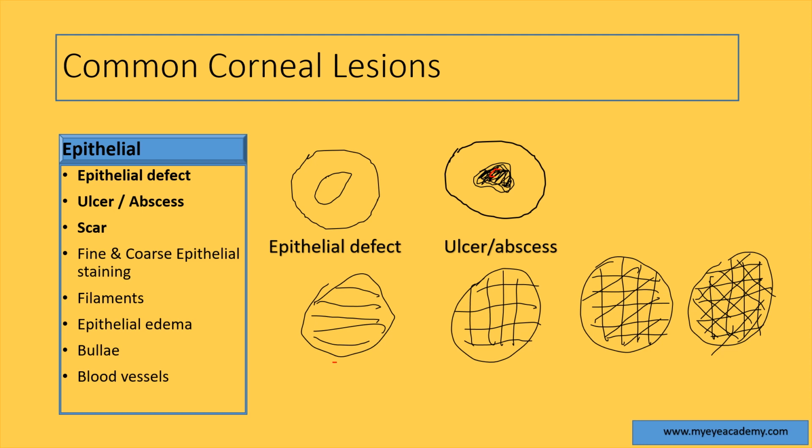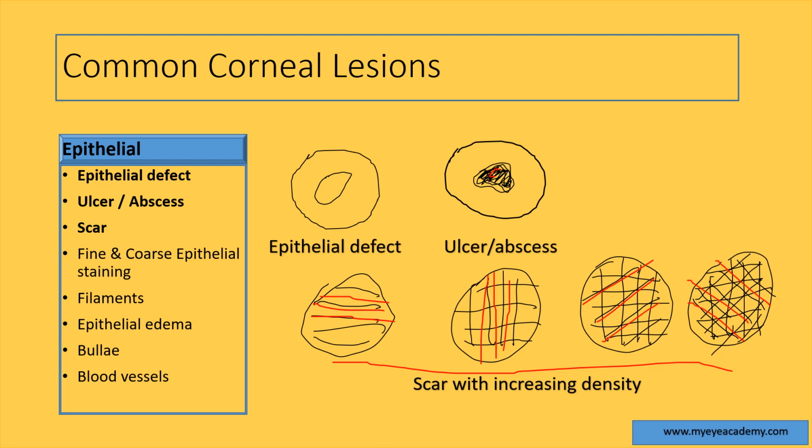Then the bottom 4 are corneal scarring. If you have got mild scar, just one direction lines, horizontal lines. Slightly more dense, put the vertical ones. More dense, 75% scar, one cross, and more dense, second cross. So that's how you denote the density of the scar.